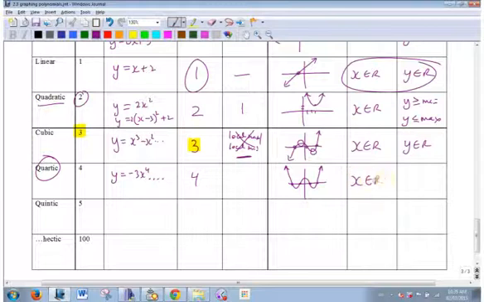x is all real. Range, well, it'll be greater than or equal to the minimum, or just like this guy, less than or equal to the max, if this thing's reflected over the x-axis. Let's put a question mark there for those.